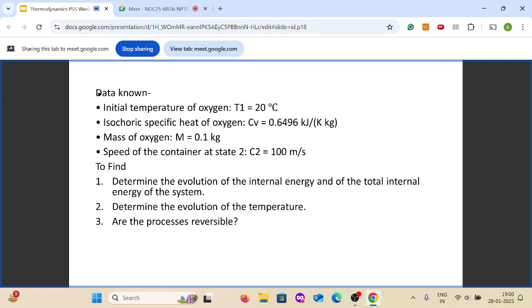So with this we need to determine the evolution of internal energy and of the total internal energy of the system, determine the evolution of the temperature, and whether the process is reversible. So you have to find out how the entropy of the system is changing, and your temperature and your internal energy. So that's what has been asked.